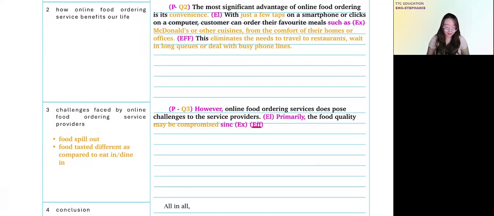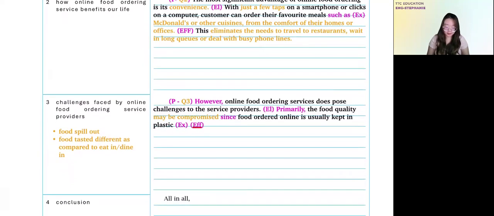Use some linkers, since. Okay. Food ordered online is usually kept in plastic food containers. All right, so we continue. Here I'm trying to demonstrate to you that the example can be combined with the elaboration together in one sentence by leveraging all the words that are in B2 level.